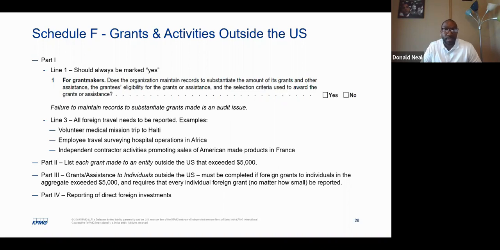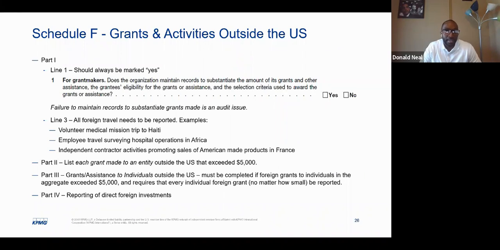In regards to Schedule F, this is grants and activities that happen outside of the U.S. So from a grant maker perspective, you should check this yes if you maintain records to substantiate the amount of the grants or other assistance and the grantee eligibility for grant assistance in regards to what you're doing overseas. So you definitely need to maintain your records for a grant maker if you're doing some work overseas.